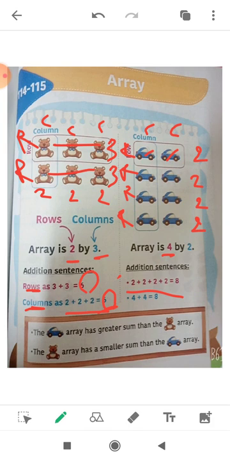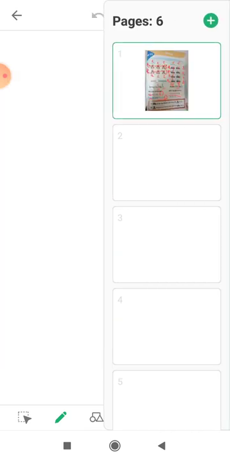Now how many elements, how many cars in each column? In column one I have 4. So 4 plus 4 equals 8. It asks me: the array of cars is greater than the array of teddy bears. Why? Because it has more elements. Okay? Let's see the next one.